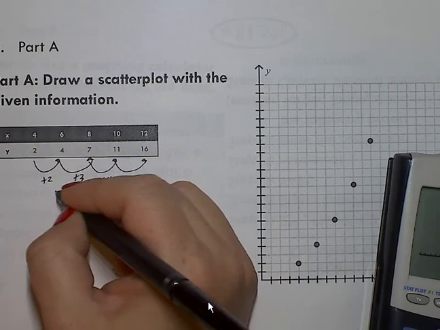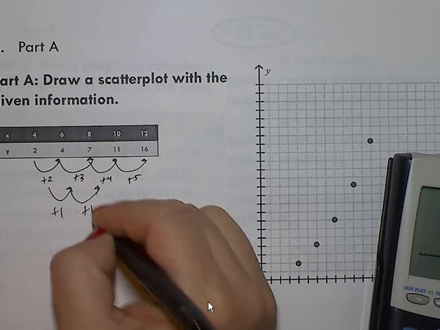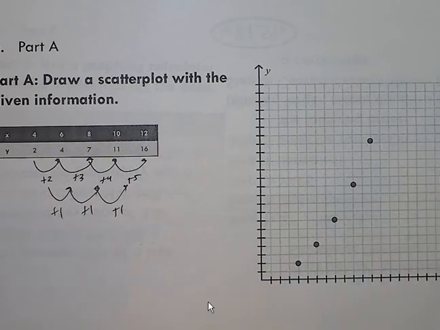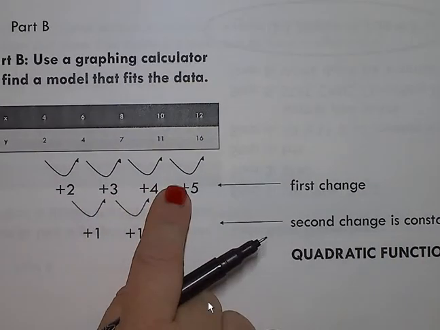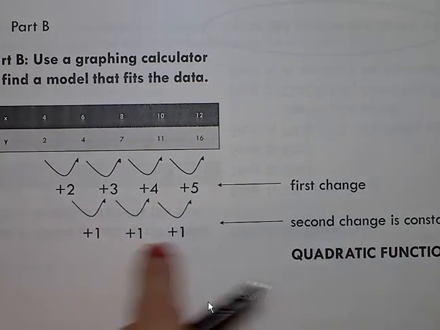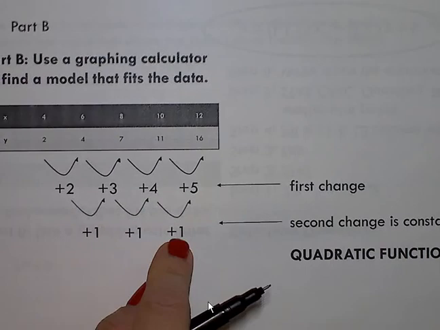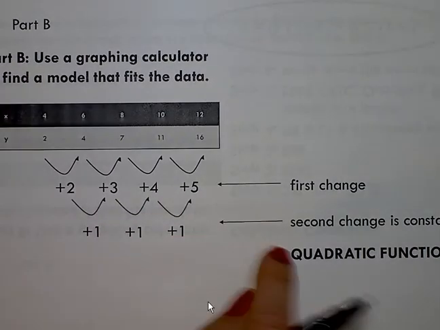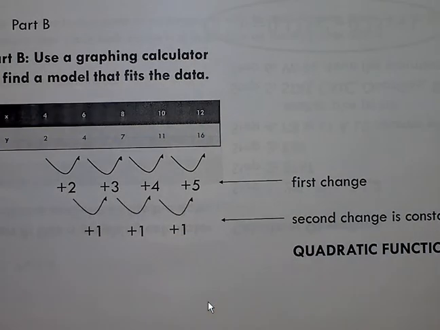How do I get from 2 to 3? Plus 1, plus 1, plus 1. So we can see the first change or the first difference is not equal, that it's not constant or the same, but the second change or second difference is the same. When you have a second change or a second difference that's the same, we can classify it as a quadratic function. That's a freshman concept that you do have to know.